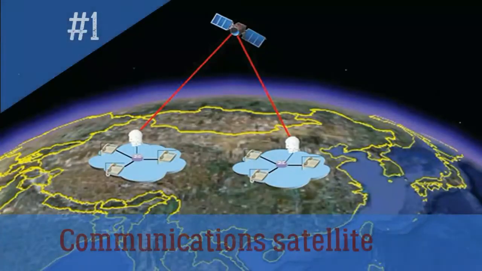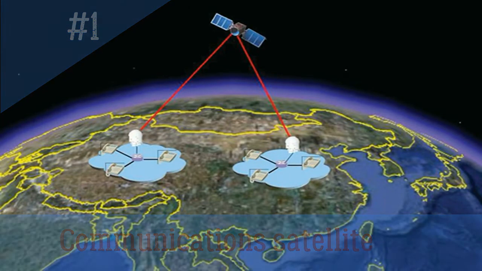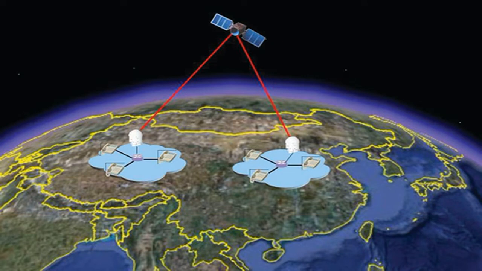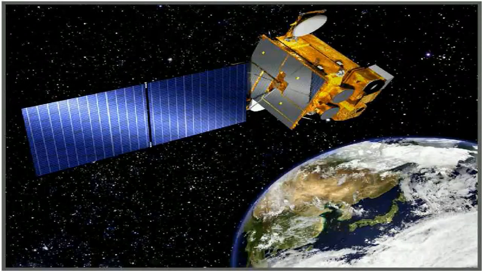Number 1, Communications Satellite. A communications satellite is an artificial satellite that relays and amplifies radio telecommunications signals via a transponder. It creates a communication channel between a source transmitter and a receiver at different locations on Earth. Communications satellites are used for television, telephone, radio, internet, and military applications. The communication satellite series of ISRO is the INSAT series.